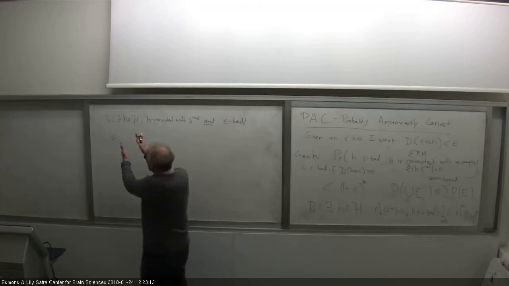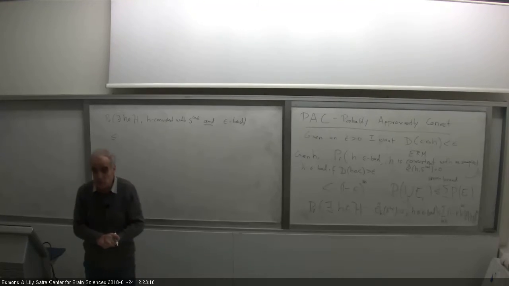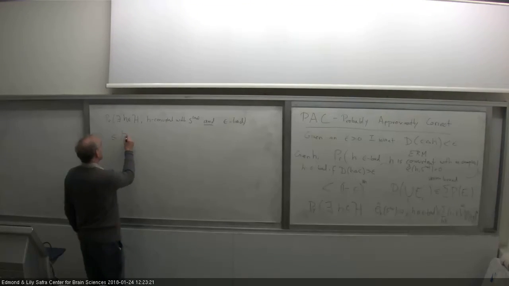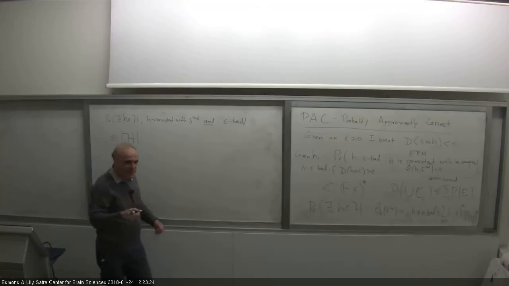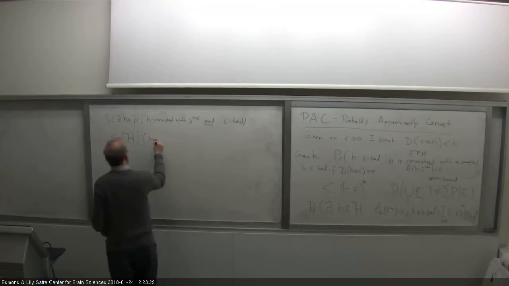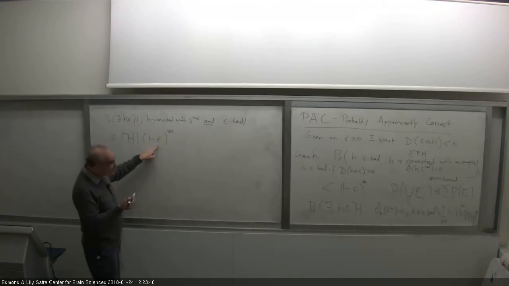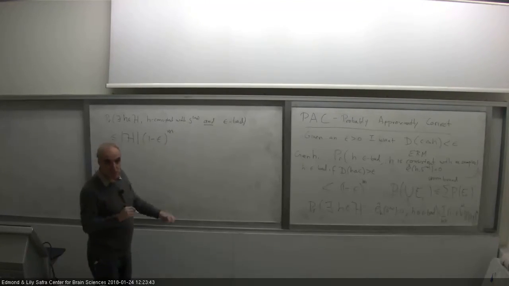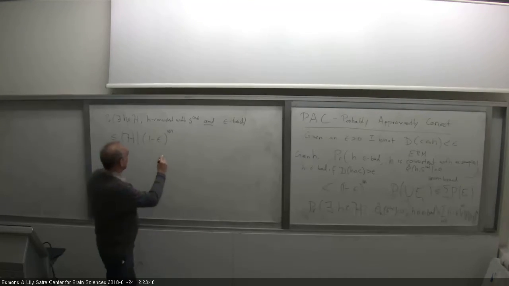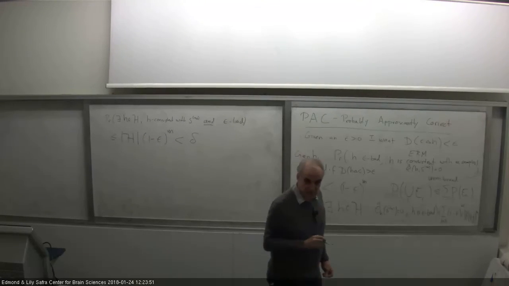Because the best that my algorithm can do is go over all the possible hypotheses and find the best one, or find one which is consistent with the data. But this was bounded by the cardinality of my class, the number of hypotheses in my class, which I assume is finite at this point, multiplied by (1 minus epsilon) to the n. Well, that's very nice. So this is the approximate part of the approximately correct, the epsilon. But now I want to guarantee that this has a small probability. So I want this to be smaller than some number delta, which I call the confidence.